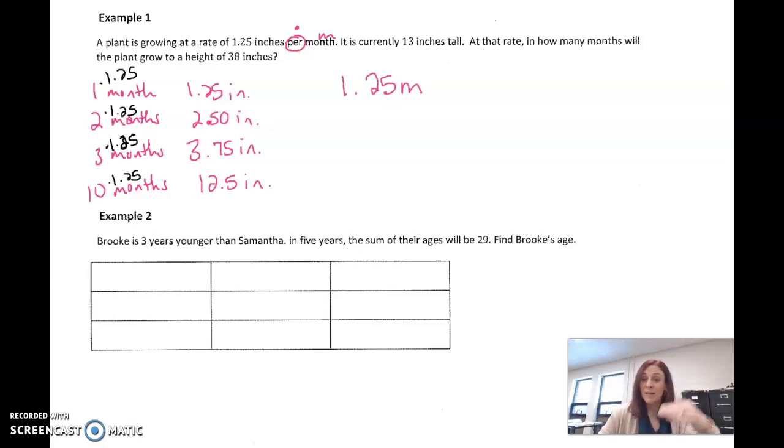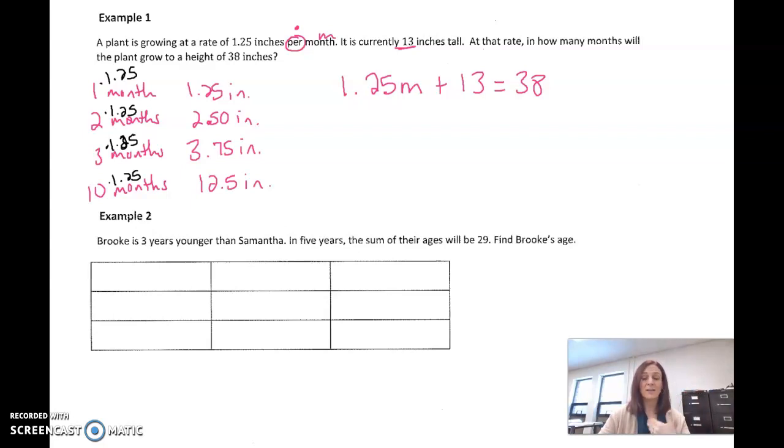That's its rate, how much it's growing each month, but where is it starting? Well, if it's currently 13, we're going to add 13 on because we're starting at 13 and then we're adding 1.25 inches every single time. But that starting point is 13. And we want to know when it reaches 38 inches, so I'm going to set it equal to 38. Now, a lot of us sometimes will start solving it in our head. Don't write the equation. Pause.